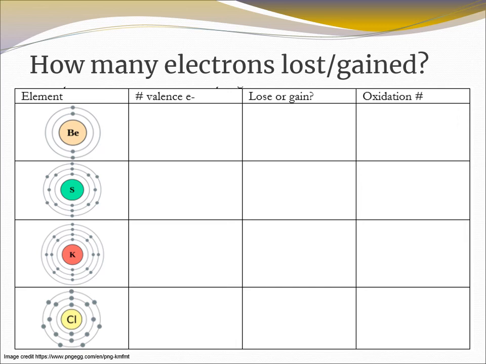So we're going to think about valence electrons and how those valence electron numbers relate to oxidation number, which we also call the charge of the ion, right?